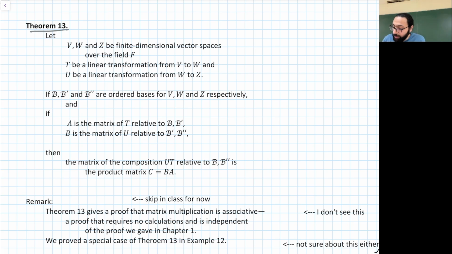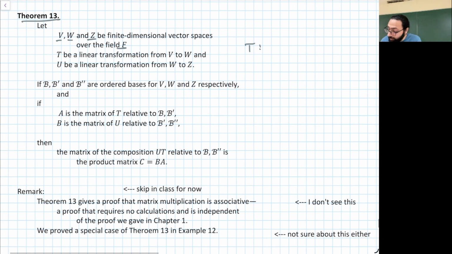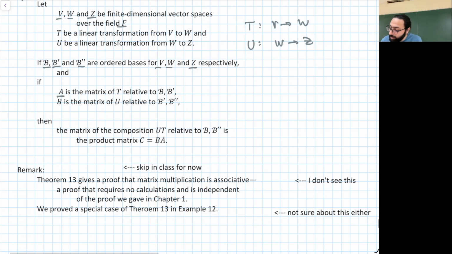Okay, so this brings us to theorem 13. Theorem 13 says the following. Let V, W, and Z be finite dimensional vector spaces over the field F. This is just formally stating what we had. T is going from V to W, U is going from W to Z. B, B prime, and B double prime are the bases for V, W, and Z. If A is the matrix for T relative to B, B prime, and B is the matrix for U relative to B prime, B double prime, then the composition UT relative to B and B double prime is this. This is exactly what we just showed. Is the statement clear? Is the proof clear?